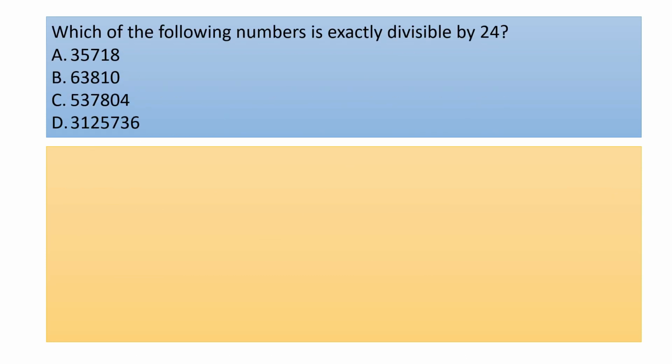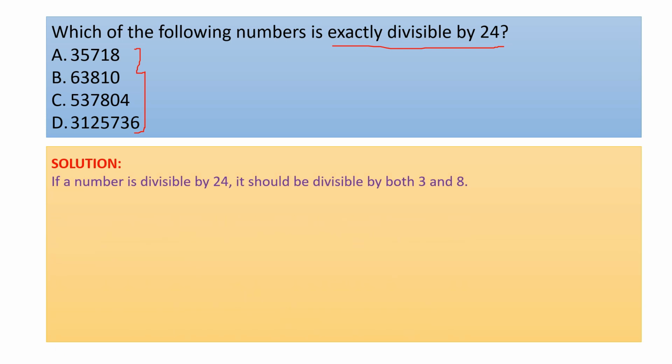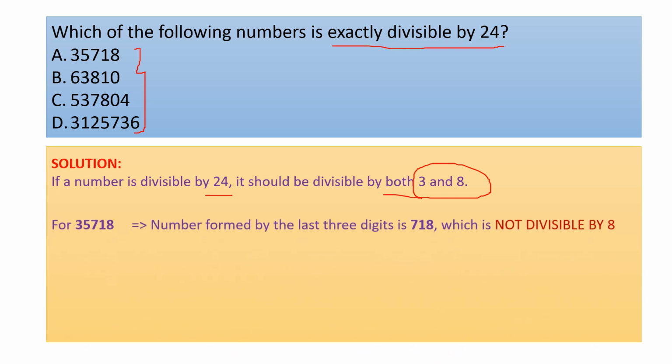Let's move on to the second problem. Which of the following numbers is exactly divisible by 24? They have given 4 options and we have to find which is divisible by 24. Just try to remember the divisibility by 24 rule. If a number is divisible by 24, then it should be divisible by both 3 and 8. So we have to check whether the given number is divisible by both 3 and 8. If it is, then the given number is divisible by 24.